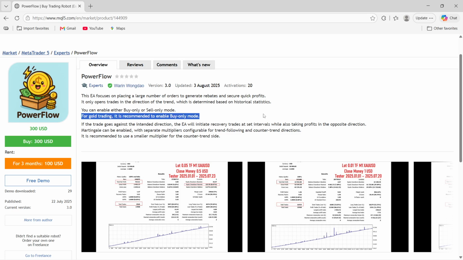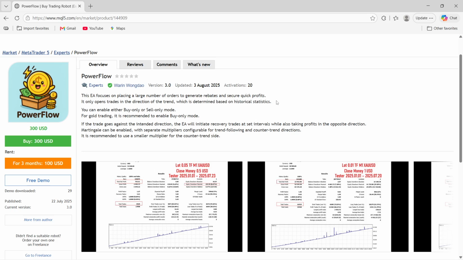Alright, so if a trade goes against the intended direction, the EA starts recovery trades at set intervals. It can also take profits in the opposite direction while doing that. Martingale is optional, as you can see. They said martingale can be enabled with separate multipliers for the trend following side and the counter trend side, and they suggest using a smaller multiplier on the counter side.